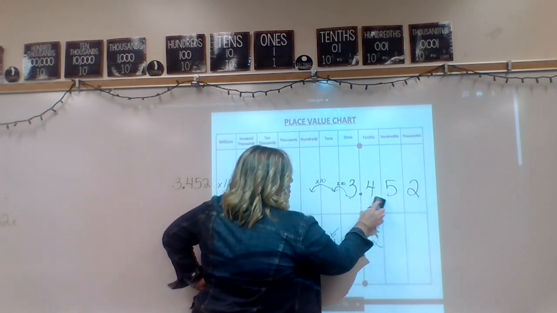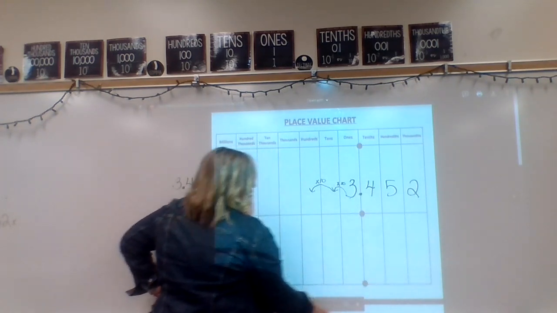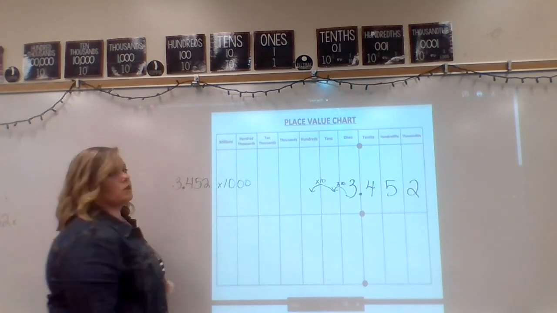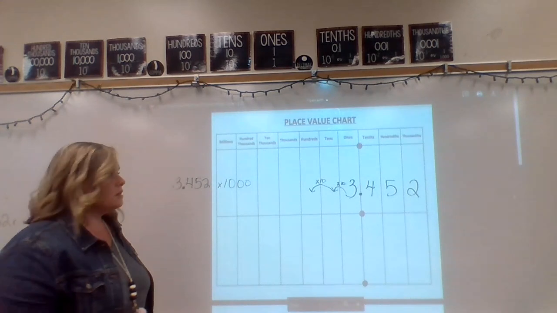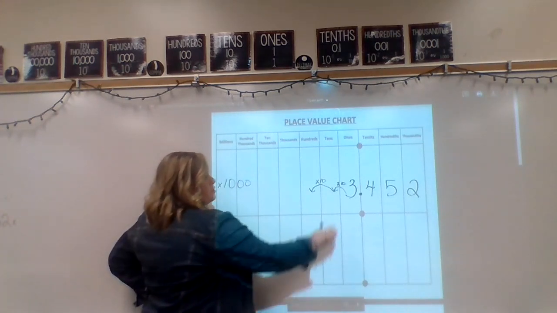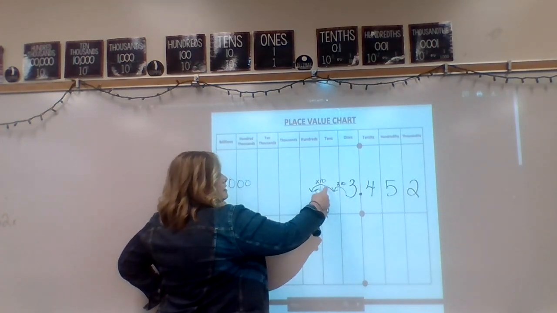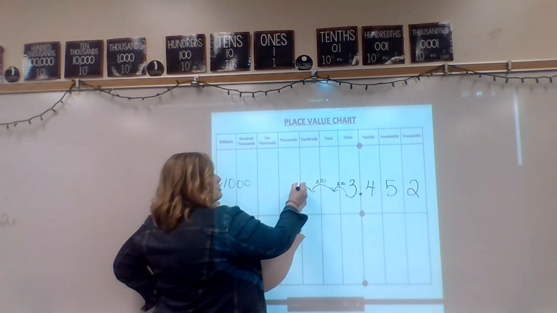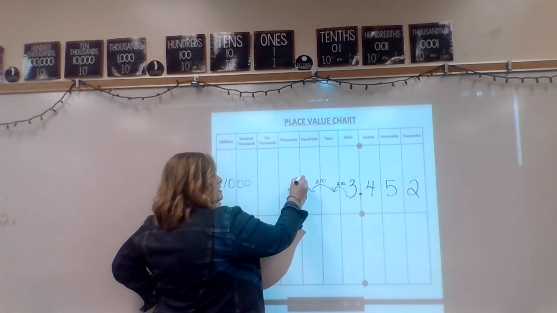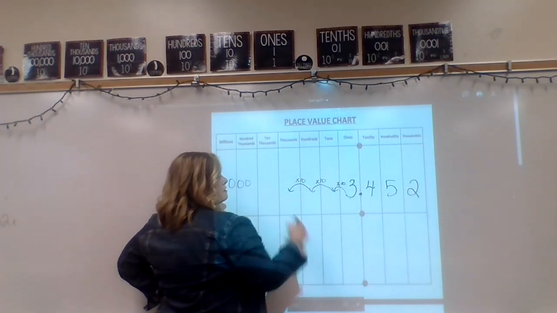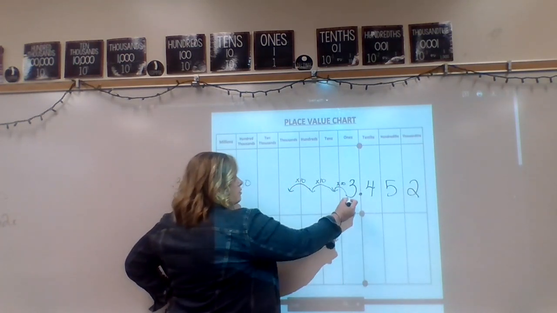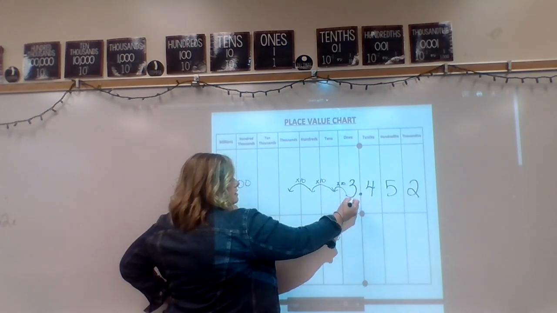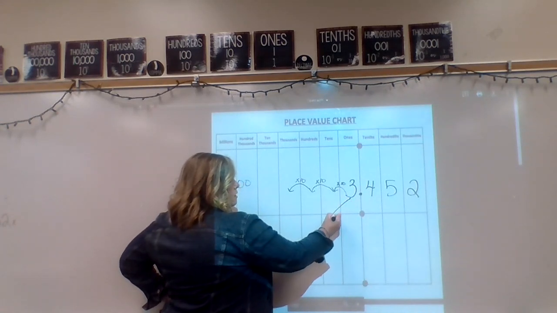I'm going to use the same starting number, 3 and 452 thousandths. This time I'm going to multiply by 1,000. 3 zeros in the number 1,000. When we multiply by 100, that was like saying 10 times 10. When I multiply by 1,000, that's like doing 10 times 10 times 10, which equals 1,000. So I'm going to move my digits 3 places to the left. Remember, your digits move to the left when you're multiplying.